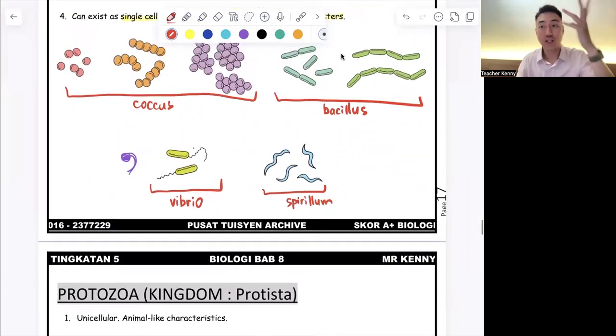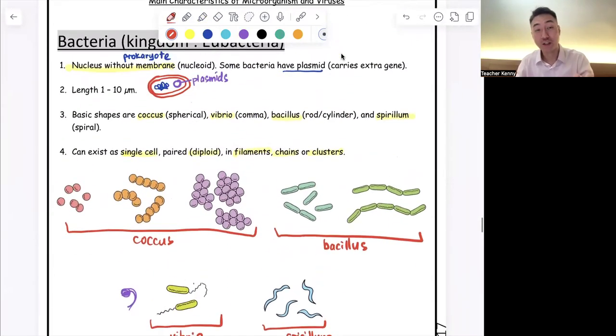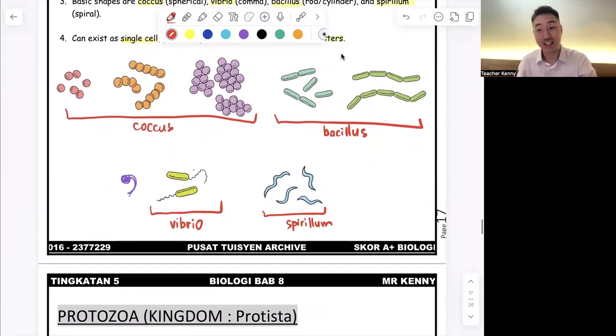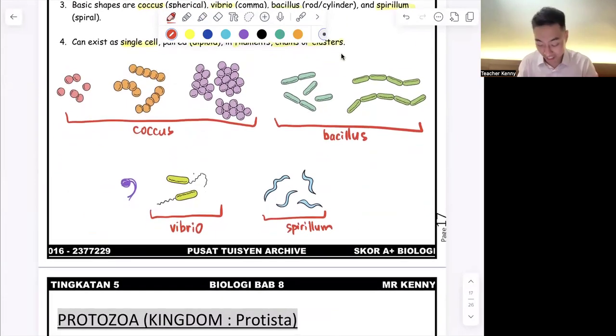That's all you learn about bacteria. You just know this group. If you want to learn more, in Form 6 you will learn more detail if you're interested. In A levels, if you take biology, you will definitely learn all the types of bacteria, the grouping, the naming, the structures, everything.